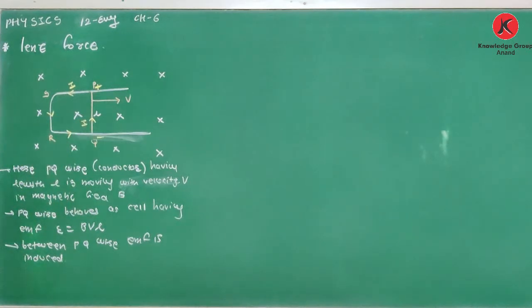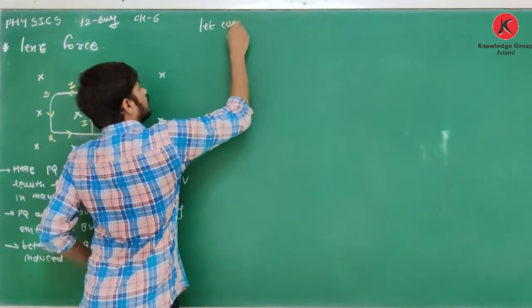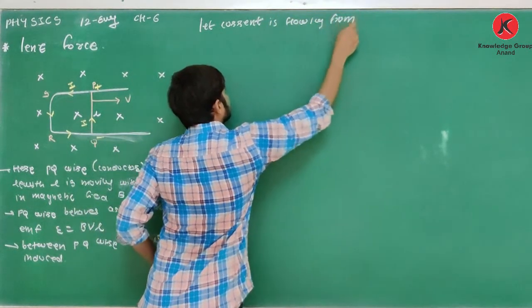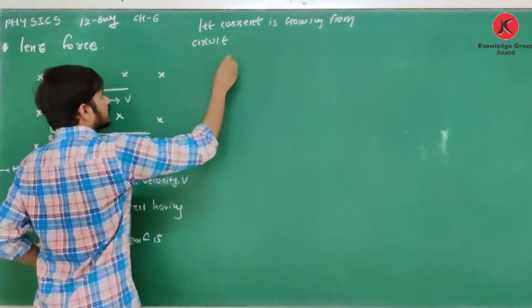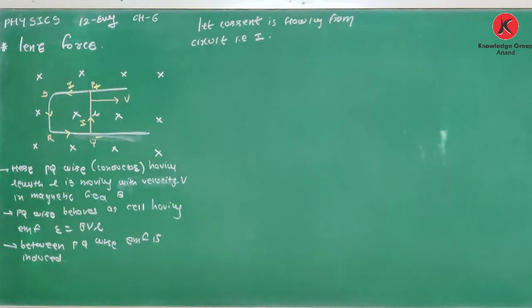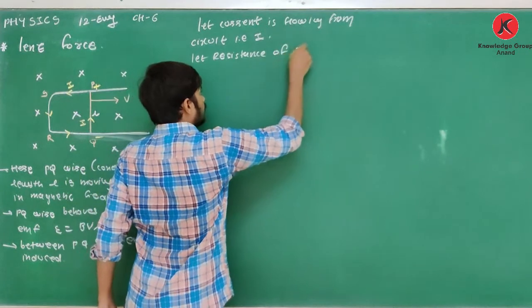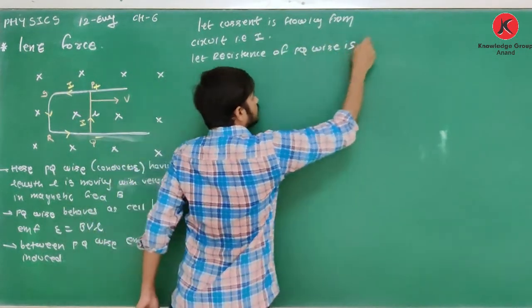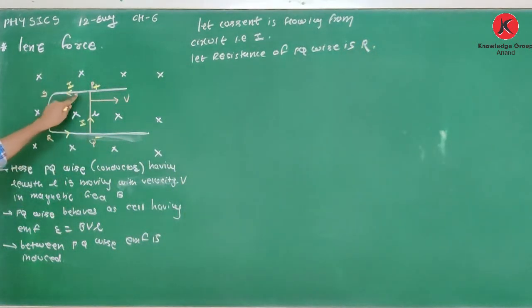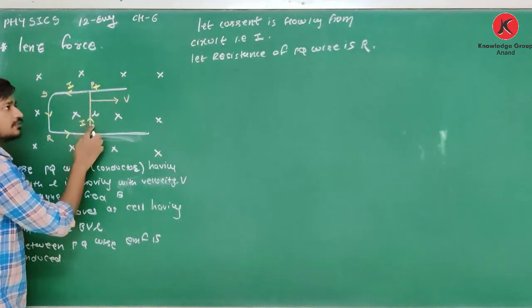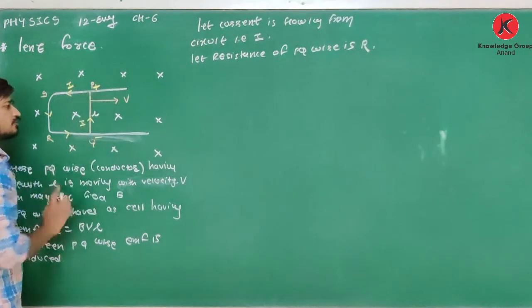Now, how to find this current I? Let the resistance of the PQ wire be R. We are neglecting the resistance of this U-shaped frame. So the resistance of the PQ wire is R, and the current flowing through it is I. And what is the EMF between the two ends P and Q of the wire?